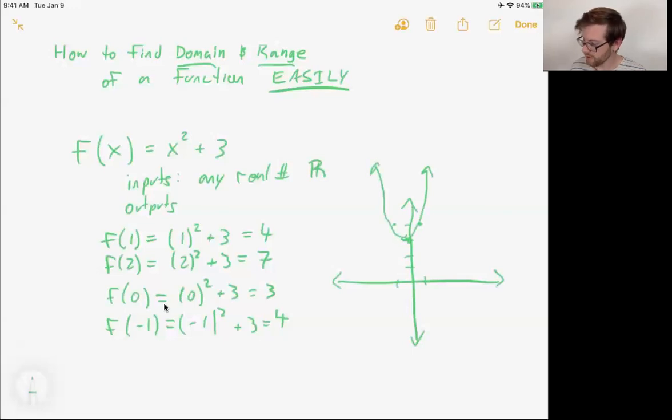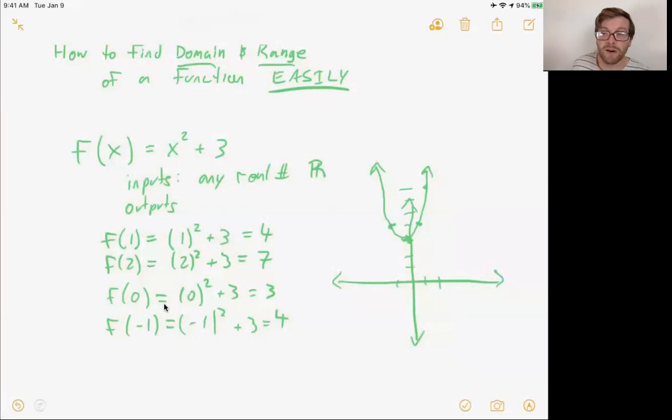But we can take a look at the graph of this thing. It's not a super pretty graph. But take a look at that parabola and notice that we've got some examples here. f of 1 is 4. That was this point here. And f of 2 is 7. That'd be 1, 2, 3, 4, 5, 6, 7. It's like, I guess, this point here. Okay. And we've got this f of 0 is 3. That's this point. And this f of negative 1 is 4. Okay.